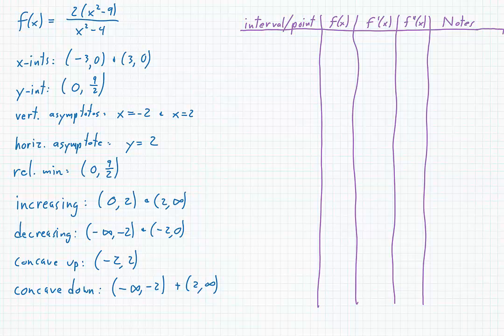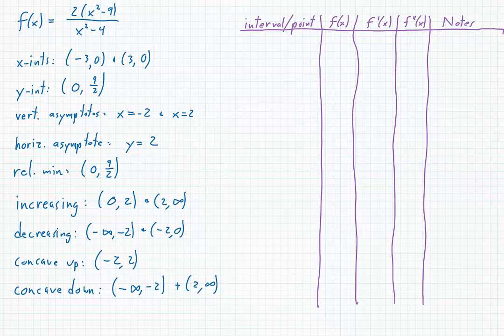In our first column we're going to put intervals and points, and we're going to put them together as we see them from left to right, same as we would on a regular number line. We're going to record information about the function, its derivative and its second derivative, and we'll also make ourselves some notes about exactly what it is that we're seeing along the way.